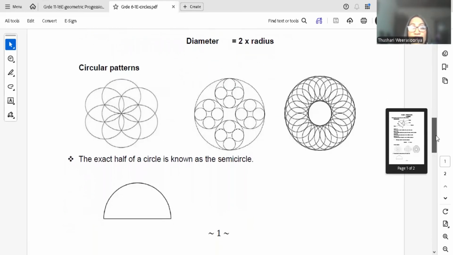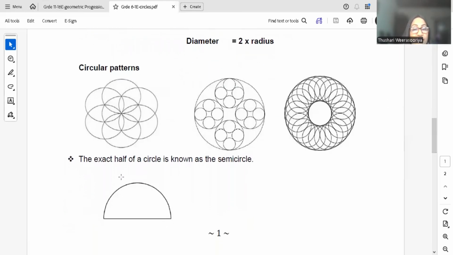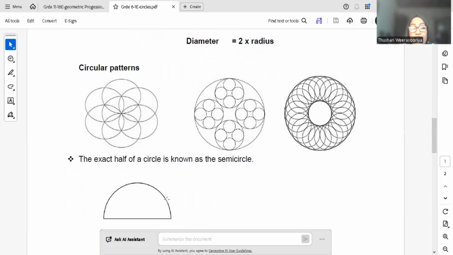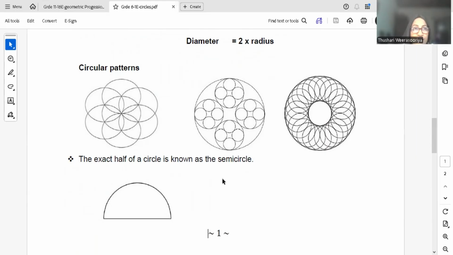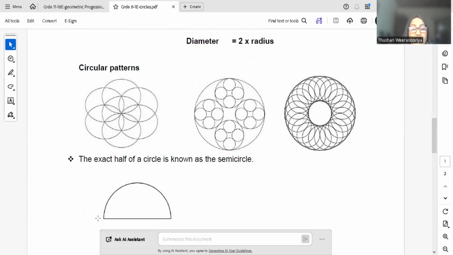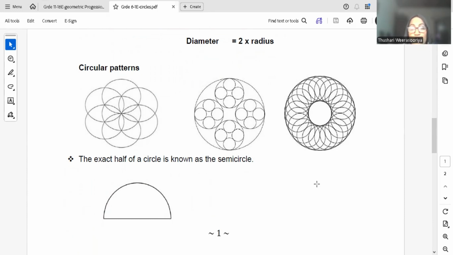Now, there is a special part in the circle lesson. That is exactly half of a circle. Half of a circle is known as a semicircle, a special name. We don't say half of a circle. There is one word for that, that is semicircle. When you divide the circle into 2 pieces equally, you get the semicircles.